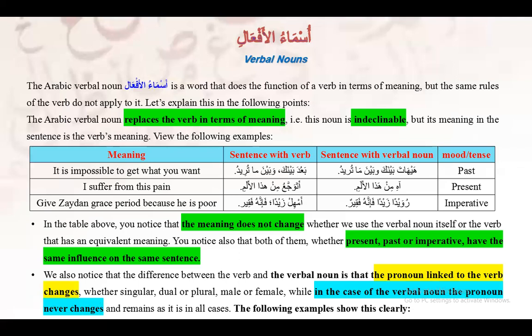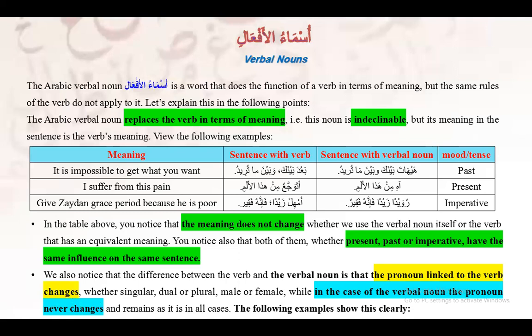If you observe this table, you will feel that the meaning doesn't change. It's the same meaning between هيهات and بعد, آهي and أتوجع, رويدا and أمهل. Verbs and verbal nouns have the same meaning. Also, both of them, whether past, present or imperative, have the same influence on the sentence.